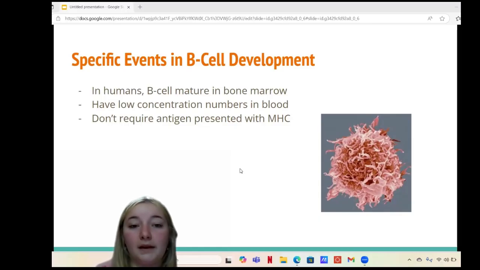But T cells have high concentration numbers in blood, so you'll see those a lot more commonly, and that's because they are moving to the lymphatic system from the bone marrow. B cells stay in the bone marrow. They aren't required to move. They aren't expected to move. That's where they develop and they mature.